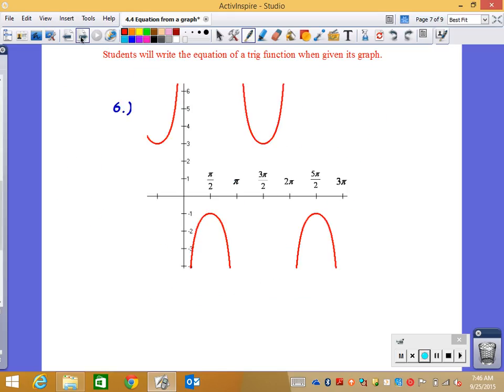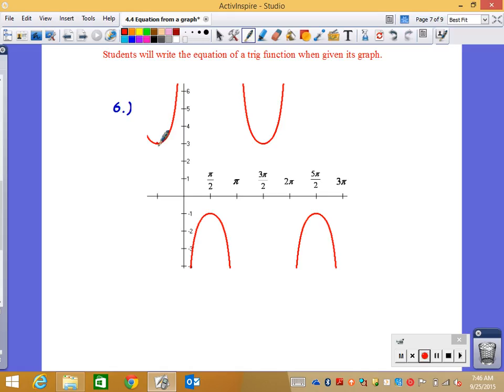And then one final one. Immediately see this parabolic motion, and you should hopefully be able to look at this and say, hey, parabolic motion, it's going to be either a secant or cosecant. So we need to determine what the reciprocal function is first.